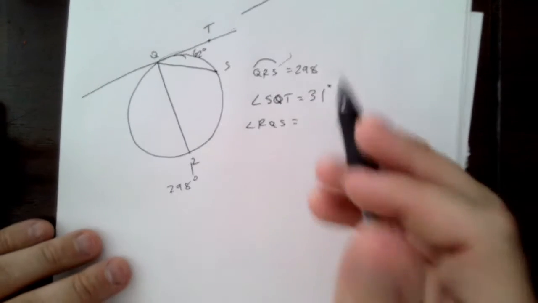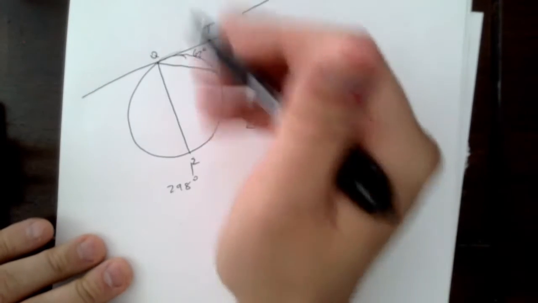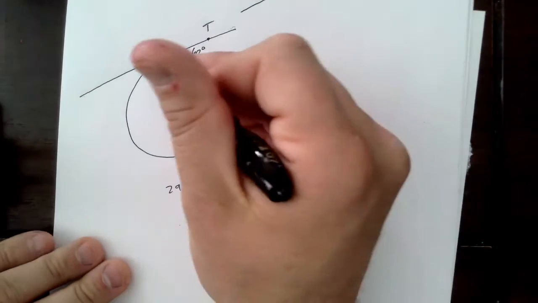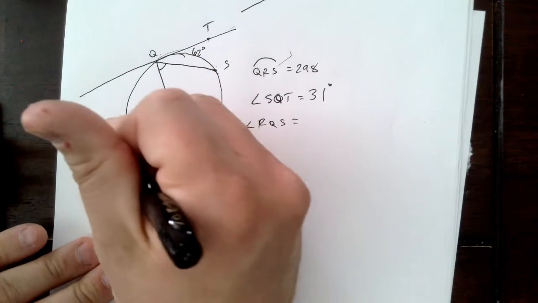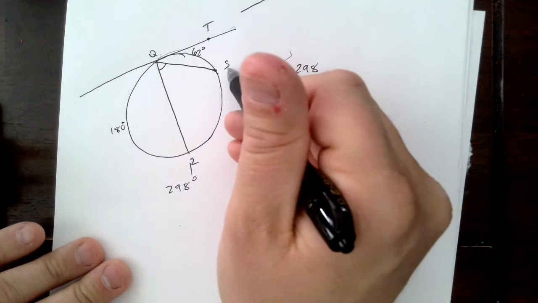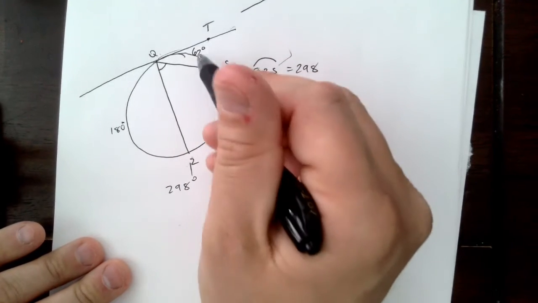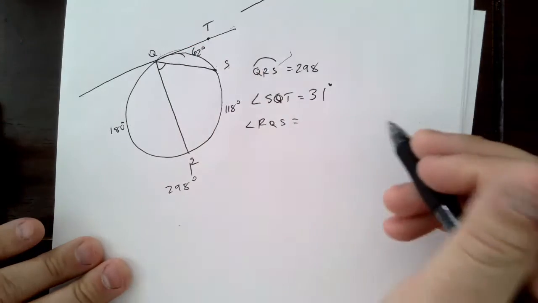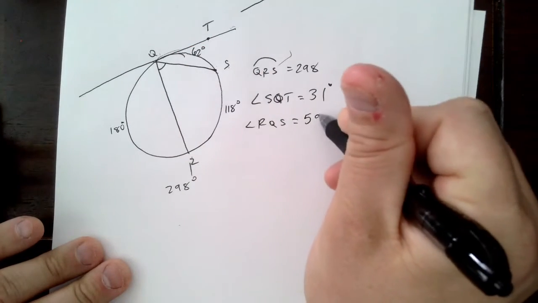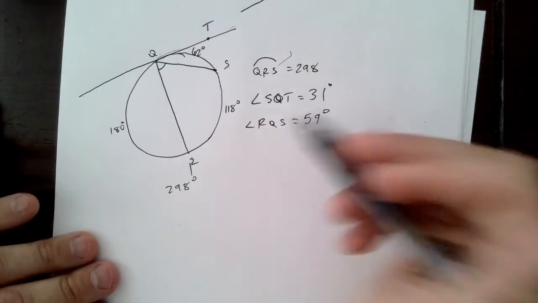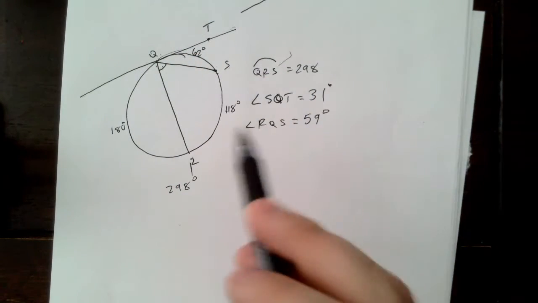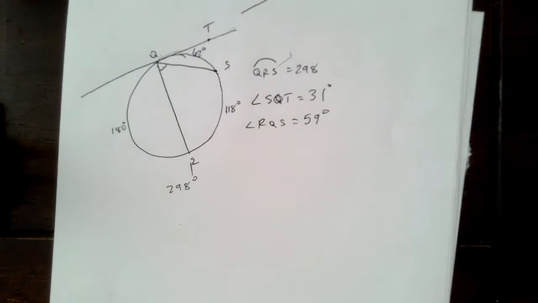So the next angle they want is RQS. So they want that angle right there also. Well, if this is a diameter, we know this side has to be 180, which means this side has to be 180. So we can go 180 minus 62 and get 118, and then divide it by 2 to get 59 degrees, because this is an inscribed angle of the arc, and the inscribed angles are 1/2 of the arc.